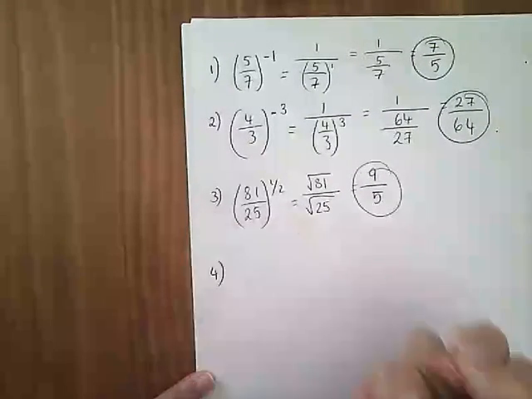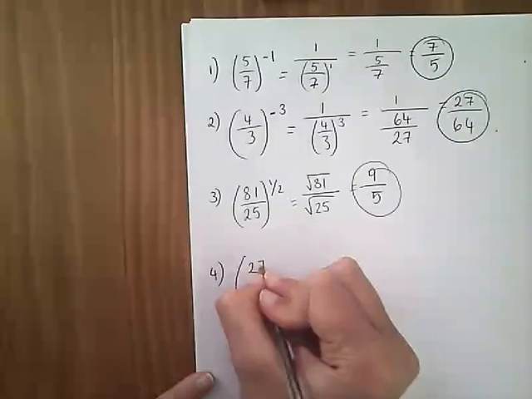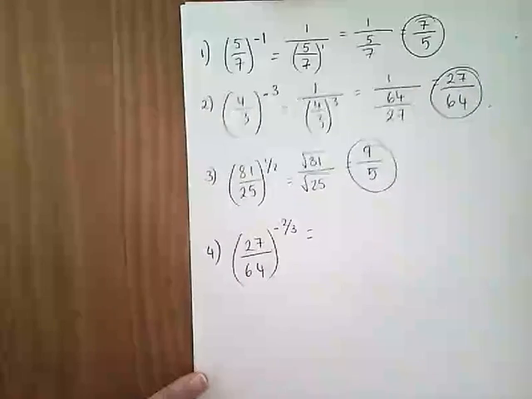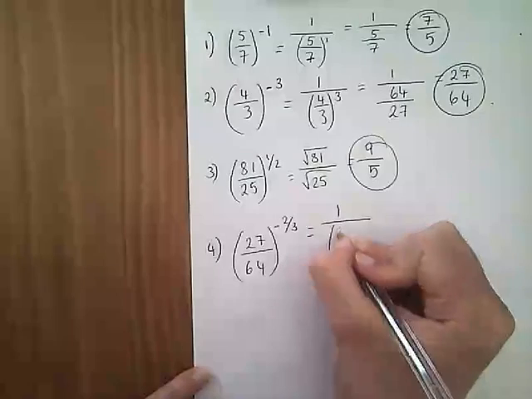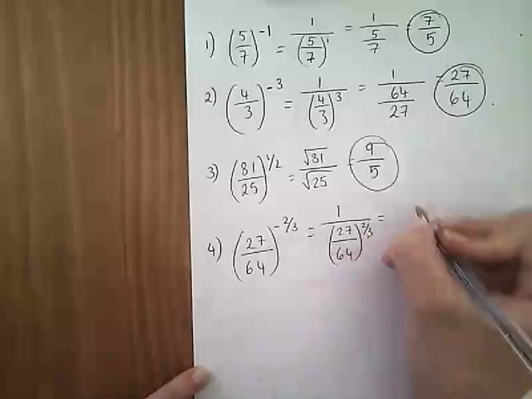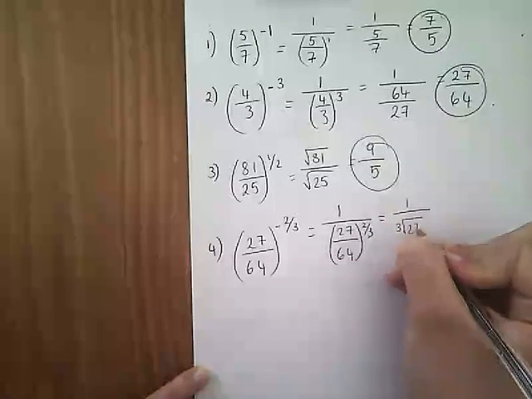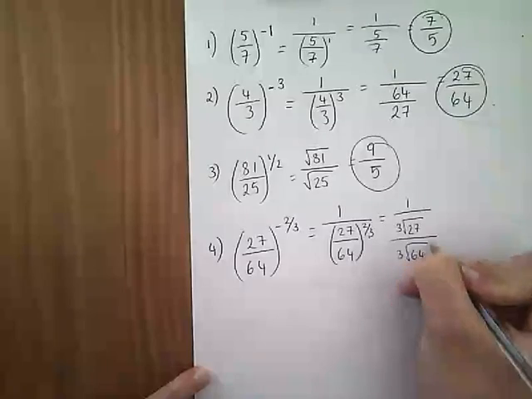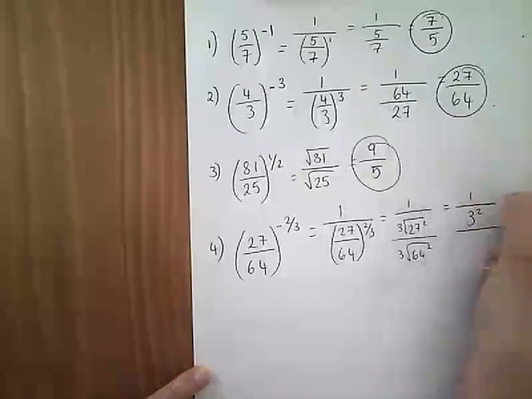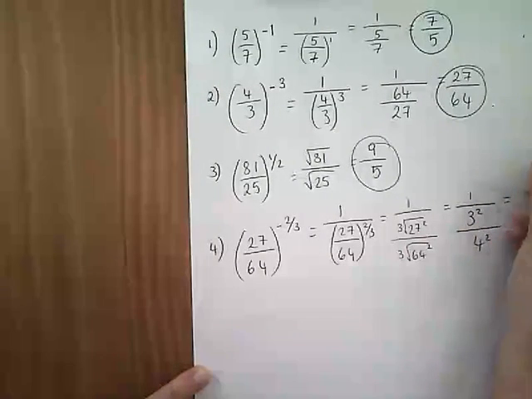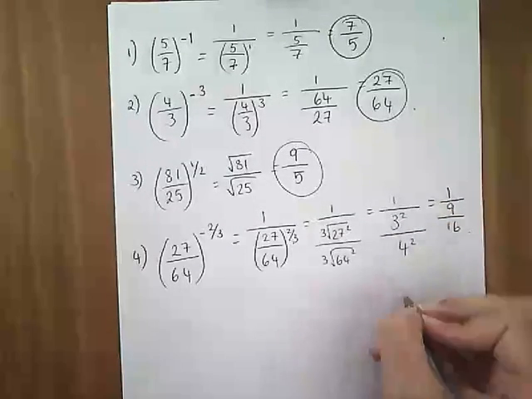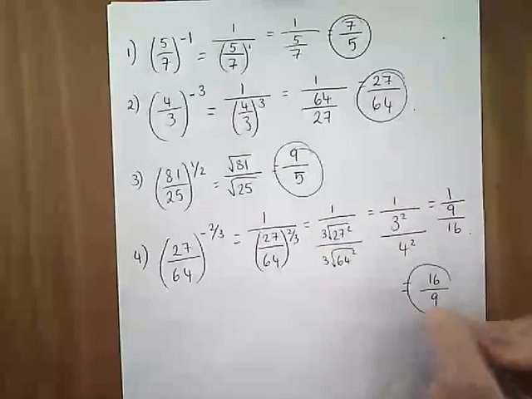Okay, then the worst one you might get, something like 27 over 64 to the power of minus 2/3. Okay, step by step. So the minus makes it 1 over. So it's 1 over 27 over 64 to the power of 2/3. The 3 on the bottom cube roots, so we've got to do the cube root of 27 and the cube root of 64. And then we've got to square the answers because of the 2 on the top. Cube root of 27 is 3. Cube root of 64 is 4. 3 squared is 9. 4 squared is 16. So we've got 1 over 9 over 16 is 16 over 9.